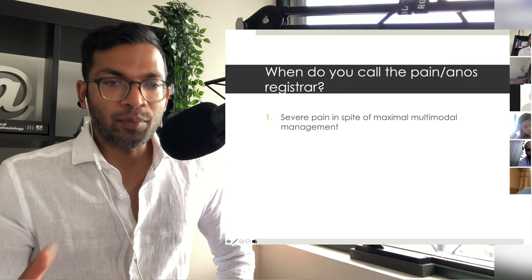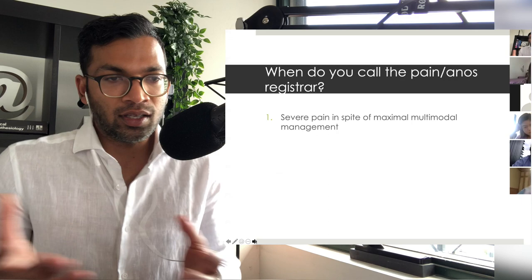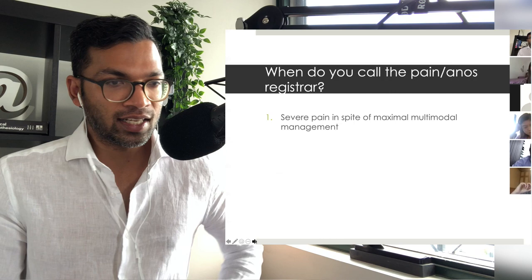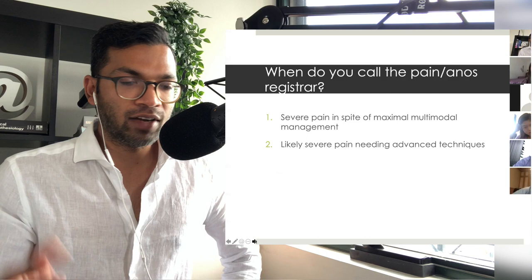Imagine if you didn't do everything, if you hadn't prescribed non-steroidals, or the nurse hadn't actually given enough endone because it was a very busy ward. Then the pain registrar doesn't know what to do. Look, we haven't tried everything, so let's start trying everything and then call me if it hasn't worked. Or sometimes it's clearly going to be severe pain. Multiple rib fractures are likely to be severe pain and they'll need advanced techniques.